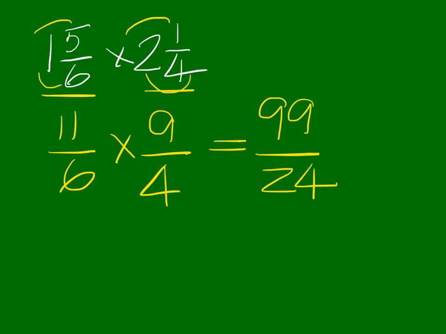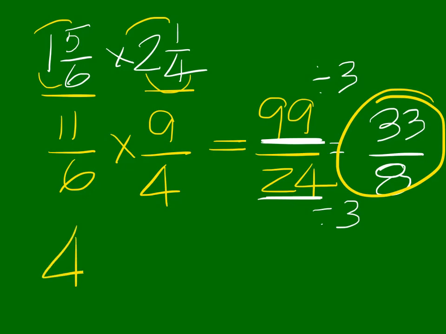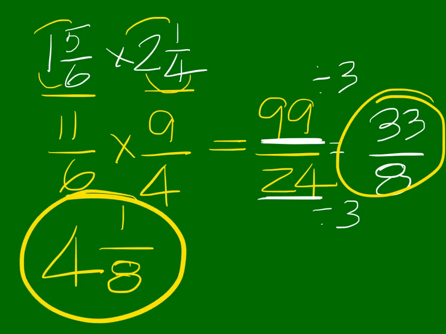You can reduce 99 over 24 to 33 over 8. Both are divisible by 3. The sum of the digits is divisible by 3, and here as well. So they're both divisible by 3. Now change this to a mixed number. 8 goes into 33 4 times with 1 left over. You put it over 8. 4 1/8.